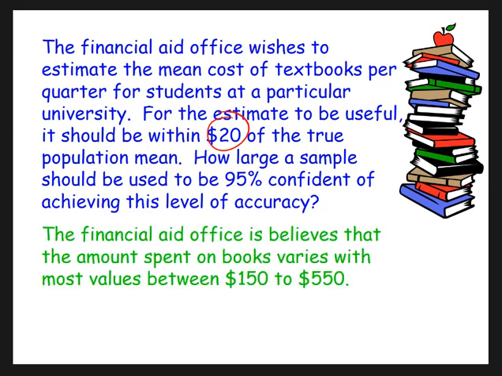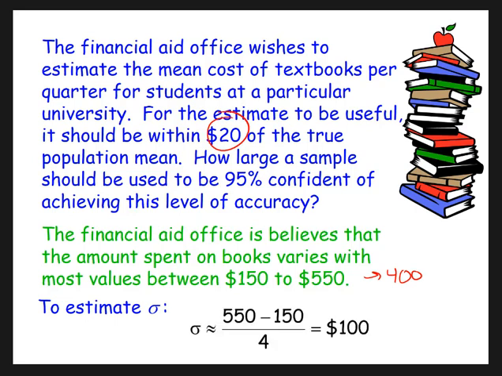So 95% gives us that z critical of 1.96. The financial aid office believes that the amount spent on books varies with the most values being between $150 and $550. There wasn't an estimate given in the problem for the population standard deviation, so we use the range of 150 to 550, that's a range of 400. We're going to take that range and divide it by 4 to get an estimate of $100 as the standard deviation for the population.